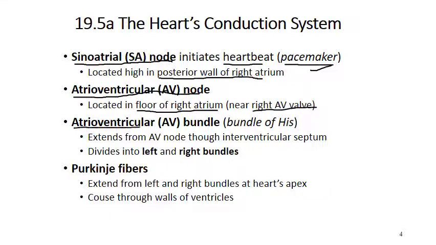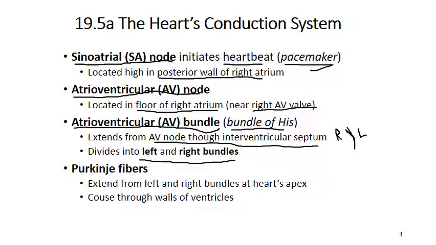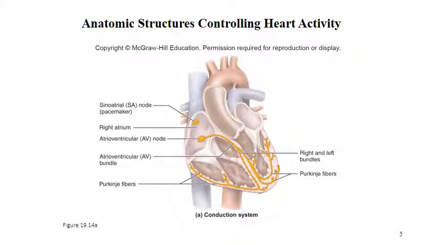Then we have our atrioventricular bundle, also known as the bundle of His, and it extends from the AV node through the interventricular septum, and it divides into left and right bundles. So again, interventricular septum separating the right and left ventricle. Then we have the Purkinje fibers, which are going to extend from the left and right bundles of the bundle of His to the heart's apex, right, that end piece, and they're going to course through the walls of the ventricles. So we can see here a good image that shows us these different pieces, right?